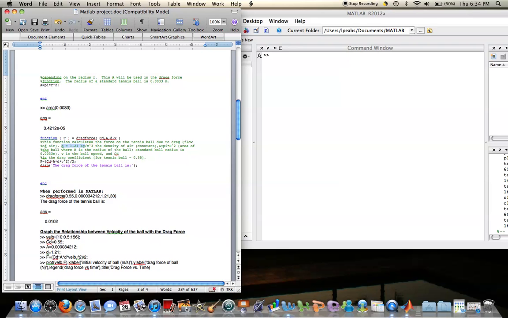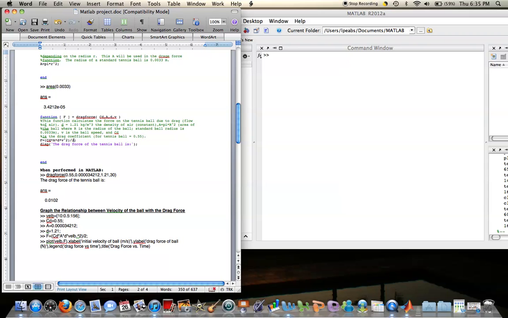D stands for the density of air, which is a constant. It's 1.21 kilograms per meters cubed. A is the area, which we calculated in the last function, the area of the ball. And V is the speed of the ball. And then CD is the drag coefficient, and that's just a constant number. I had to look it up. For a tennis ball, it's 0.55. So the equation is the drag force equals CD times A times D times V squared divided by 2.